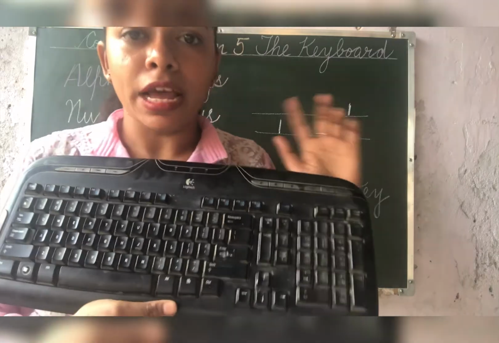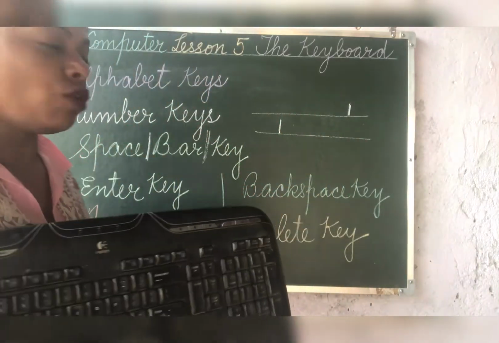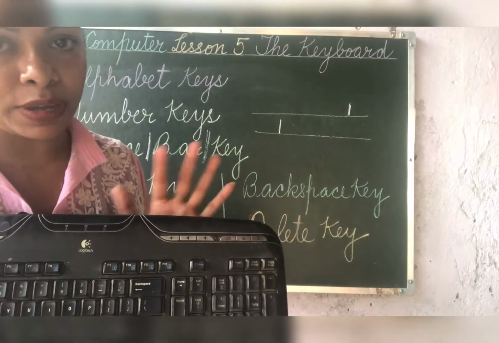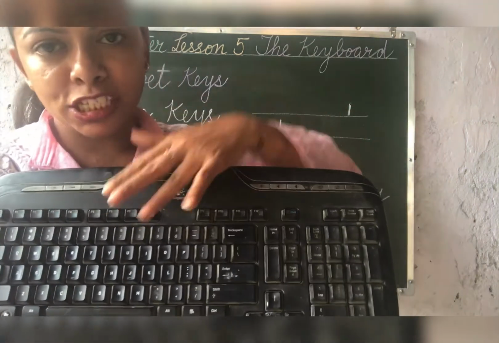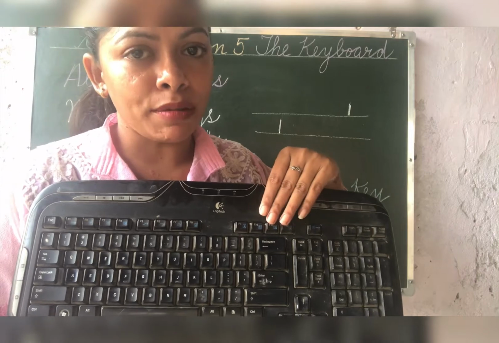Okay children, now children, you have to learn the spelling of all these keys. That is very important. Write and learn it 5 times. Now children, I'll explain you about all the keys one by one.